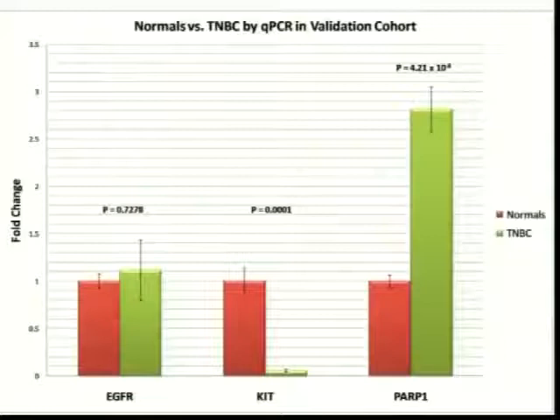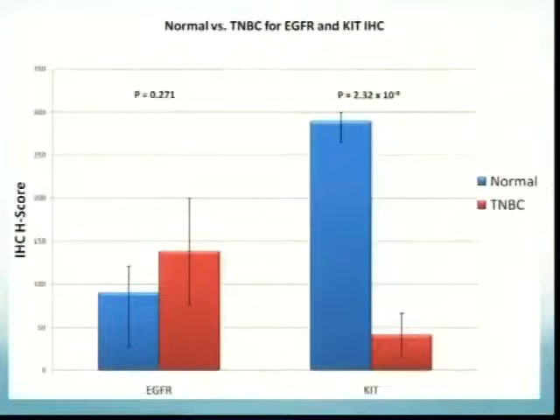Then we followed, and this is the RNA-seq results and the ABI qPCR results. And again, we confirmed our findings from next-gen sequencing. EGFR not differentially expressed. KIT, the TNBC here in green, is downregulated compared to the normals. And PARP1 overexpressed. When I presented this data, obviously the first question I got was, well, what does it look like at the protein level? So for my thesis defense, I got it done for the protein level, and this is the protein level data by IHC.